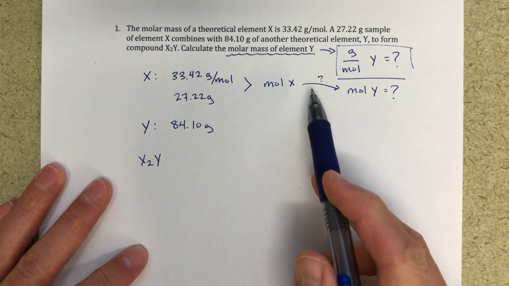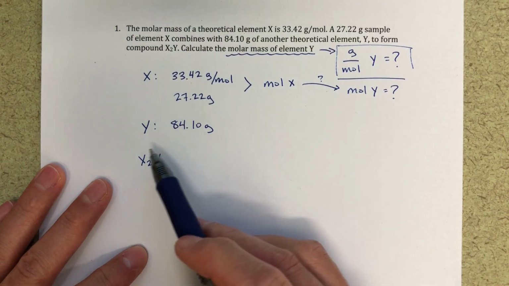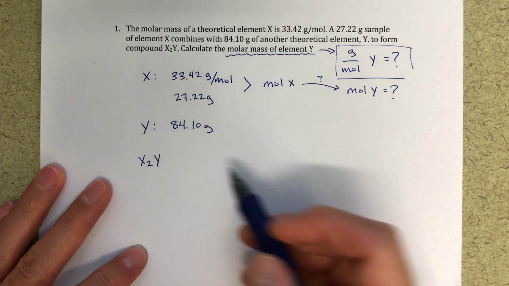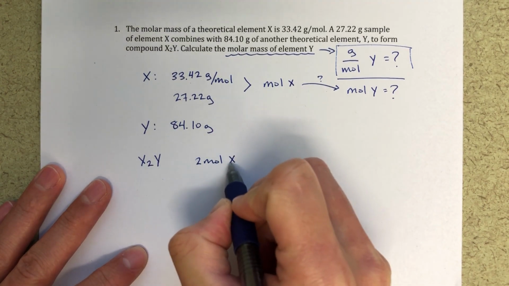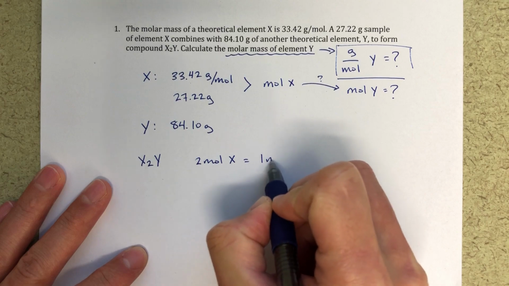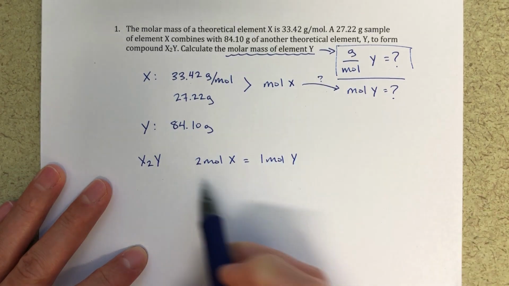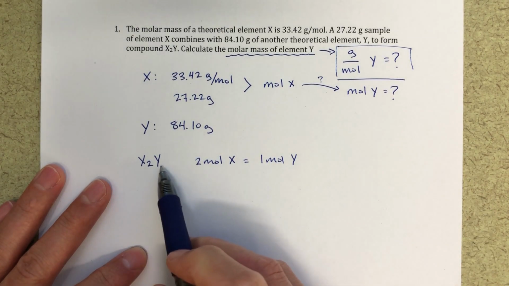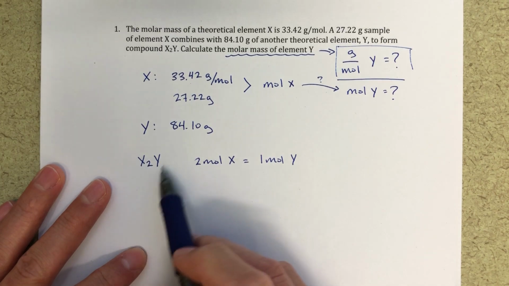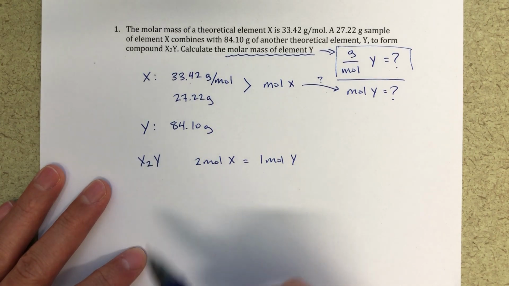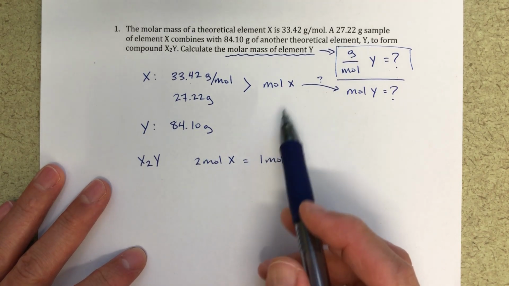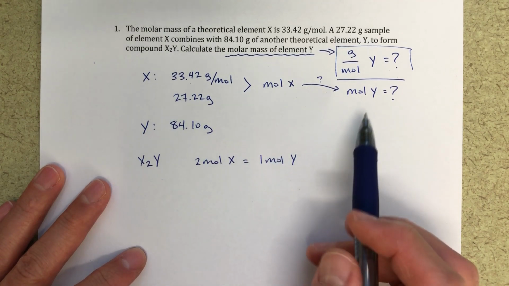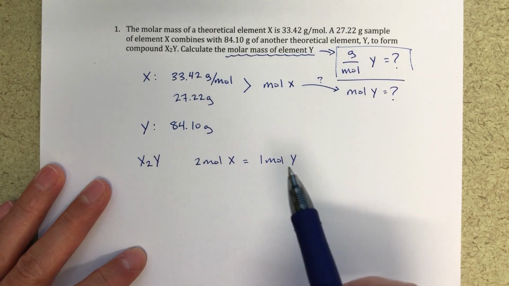Now, I know that I can use the mole-to-mole ratio, and down here, I've got that mole-to-mole ratio. So what this is telling me is that 2 moles of X will equal 1 mole of Y. For every 2 moles of X, I'm going to have 1 mole of Y. That's my mole-to-mole ratio in my molecular formula for this compound. And this I can use as essentially a conversion factor to convert from moles of X into moles of Y, which will ultimately lead me to my final answer.